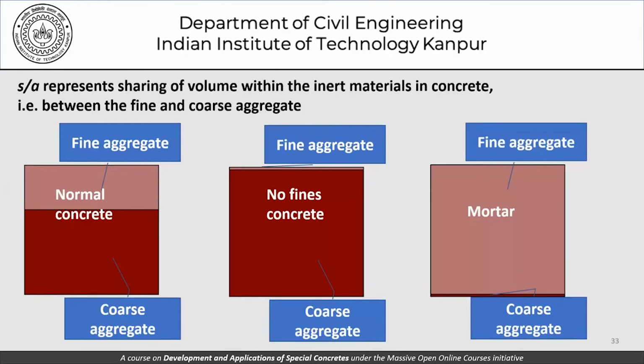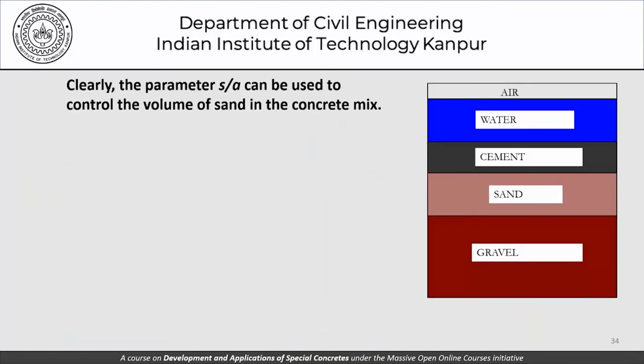So what we have varied here is S by A. So this is a normal S by A, perhaps in the range of about 30 to 45%. This is no fines concrete, which means that the S by A is pretty close to zero. And here we are talking of virtually mortar, which means that we are talking of an S by A of virtually 100%. So having said this, let's try to take a look at this picture once again.